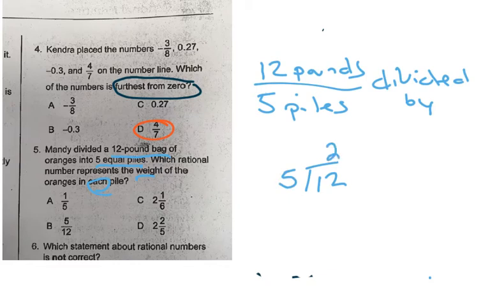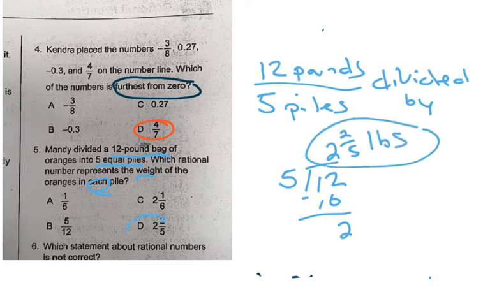5 goes into 12 twice. 2 times 5 is 10. I subtract 10 from 12, I get 2. 2 is my numerator. 5 is my denominator. My unit is still pounds. 2 2/5 pounds. The answer is D. Okay.